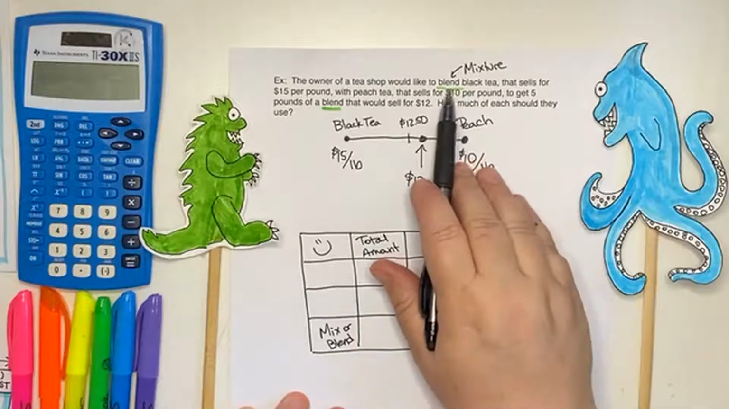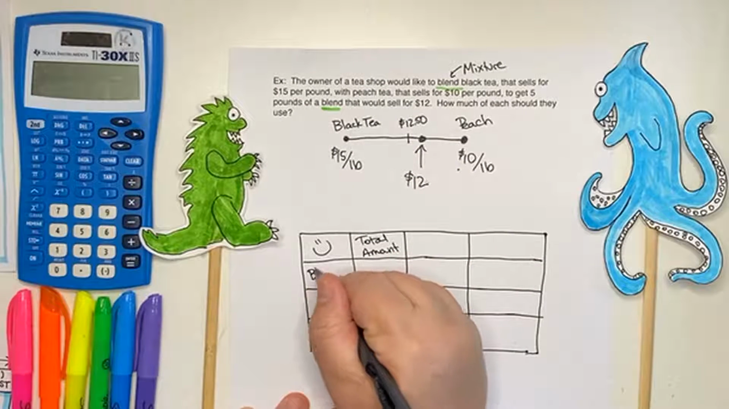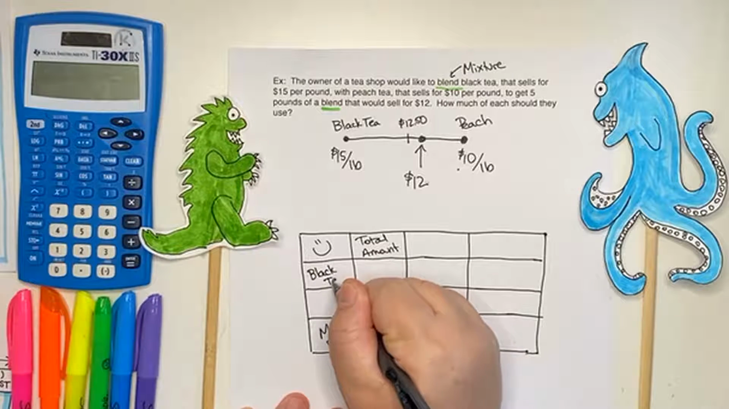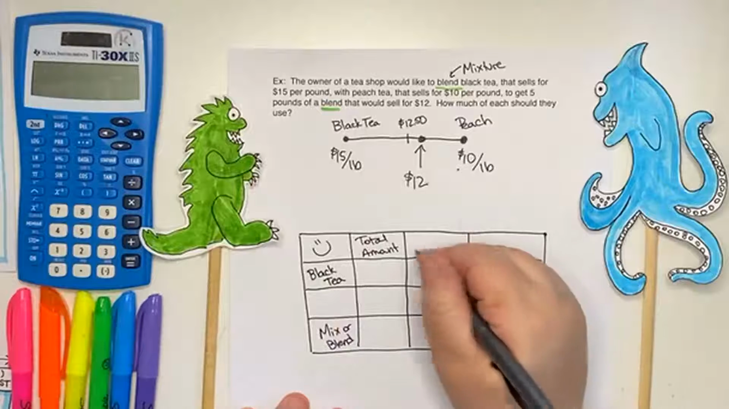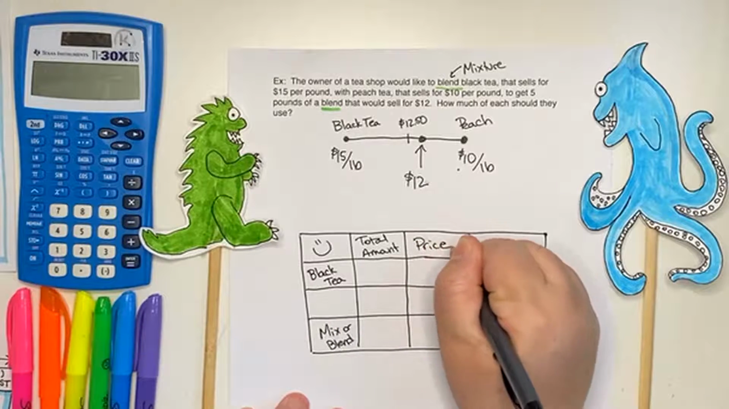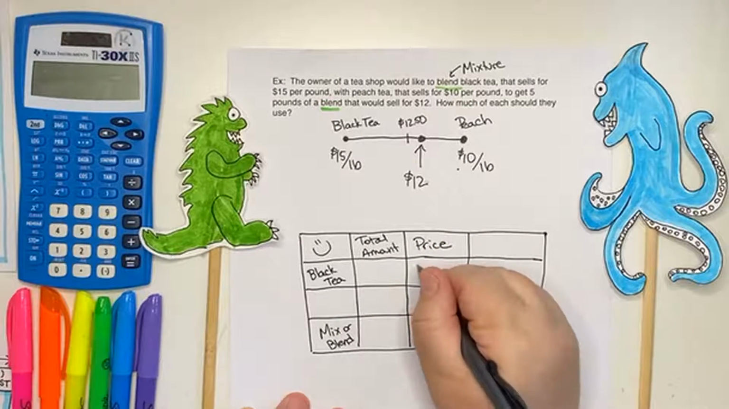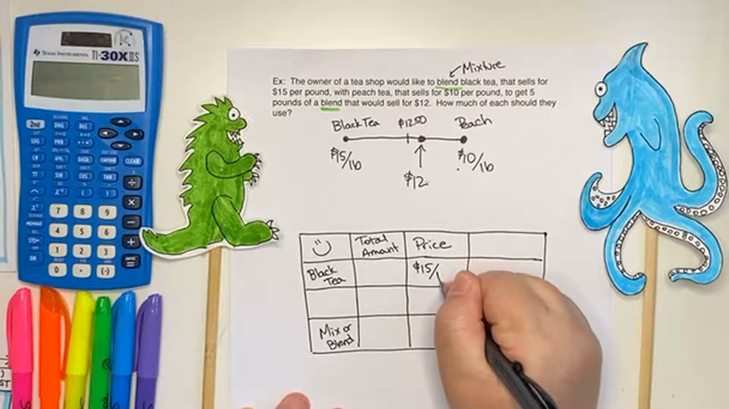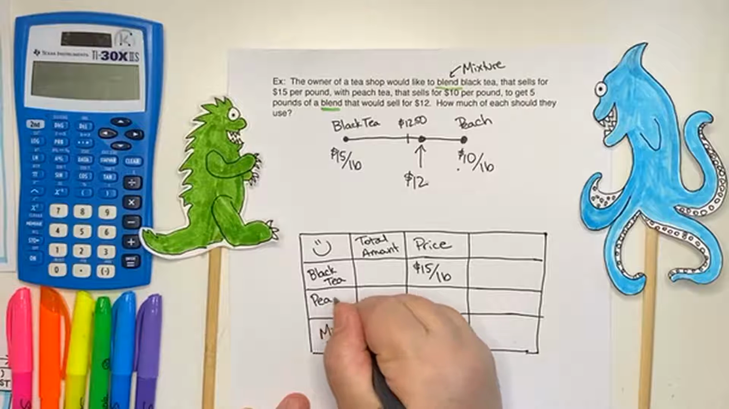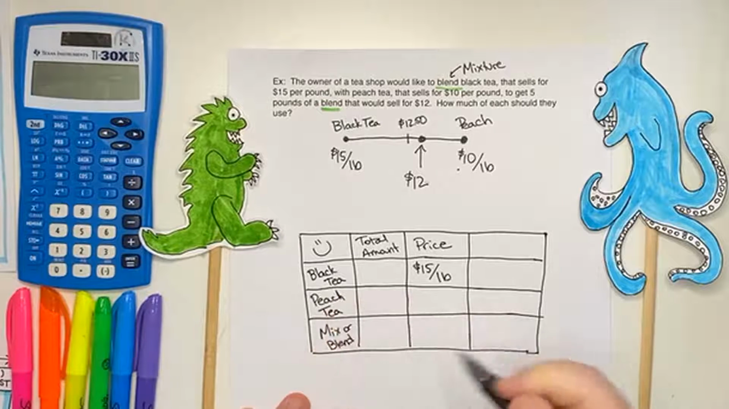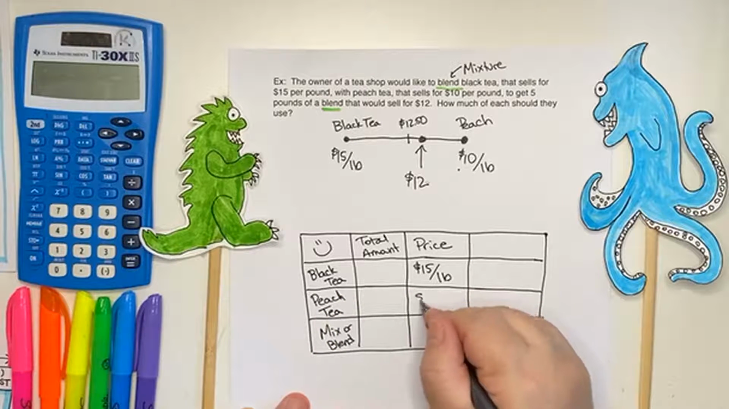So we're going to blend black tea. Here's the black tea, and that's $15 per pound. So right here, instead of percentage, I'm going to put price. This is $15 per pound. And then I've got peach tea, which sells for $10 per pound.